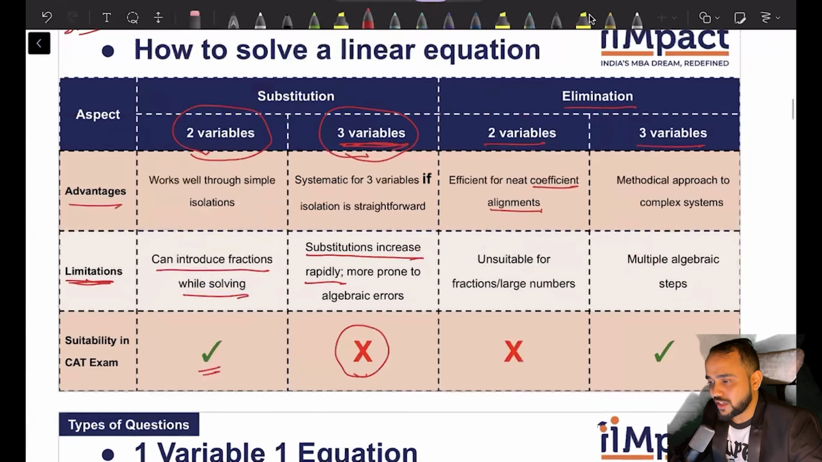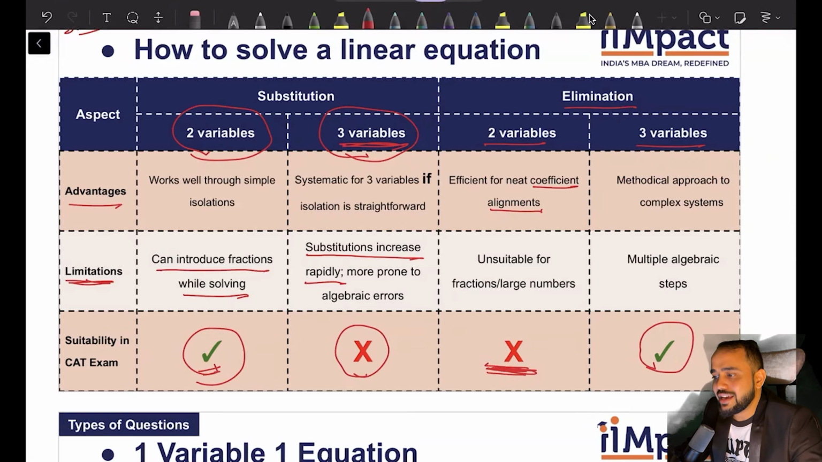So if we want to bottom line this for ourselves, we would say elimination is something we should definitely go for in a three variable situation. For a two variable situation, we can take a call. You can rely on substitution, or if you are feeling creative, if you have developed that eye, you can go for elimination as well.